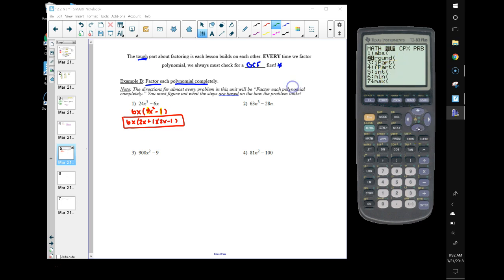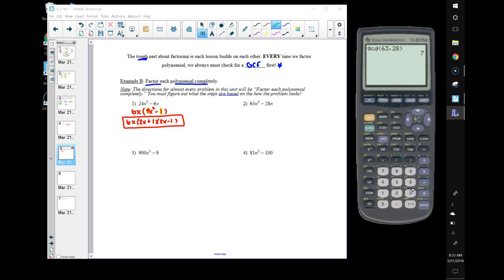Then I want you to scroll down past 7 and scroll down all the way to 8 where you see this GCD. It doesn't say GCF, it says GCD, but this is what is going to help you do that. Hit enter once it's highlighted, and you're going to get this GCD parentheses. In the parentheses, type in 63, then the comma button, which is right here, and then 28. Don't put the negative in. You don't need the negative. Close the parentheses and hit enter, and it's going to tell you the GCF is 7.